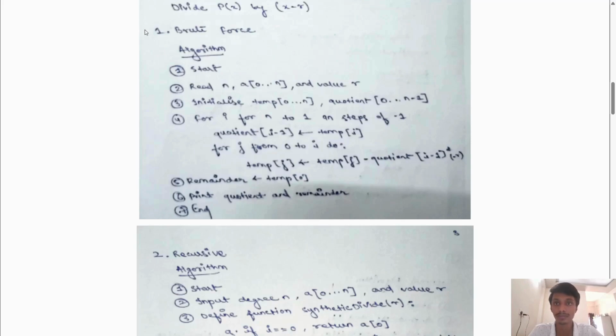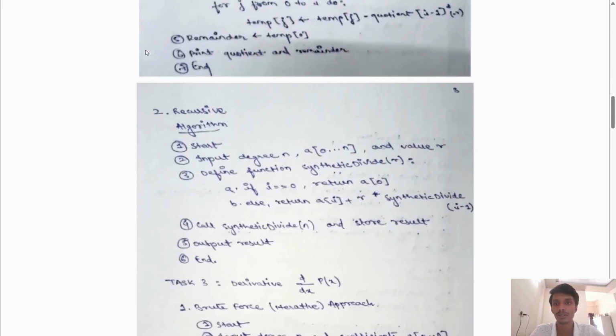This algorithm has two loops that work from n to 1 and from 0 to i. So the time complexity of this algorithm is also big O of n square.